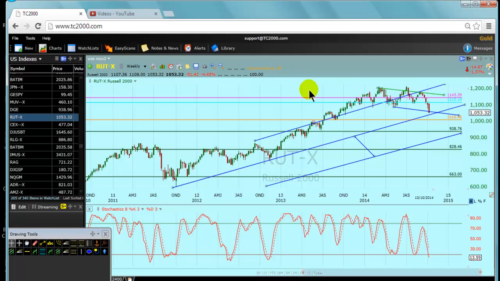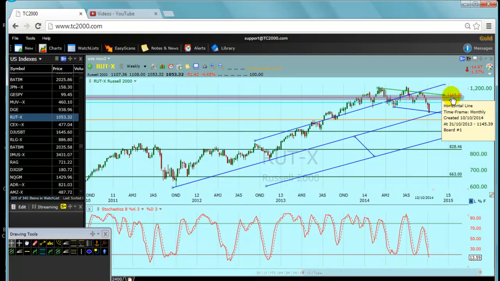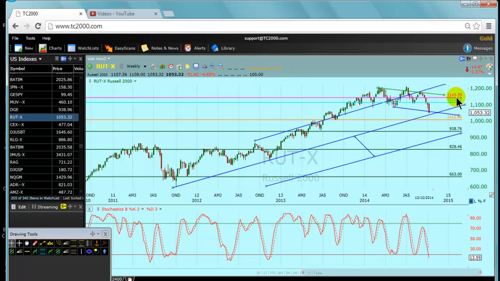So in normal condition, as you can see here, the price is below the pink line, which is the long-term equilibrium price level, so we will tell traders to give priority to sell signals. That's the pink line here, 1145. Note that level down if you are trading the Russell 2000.